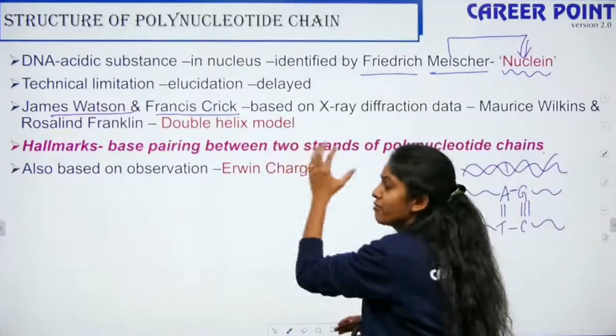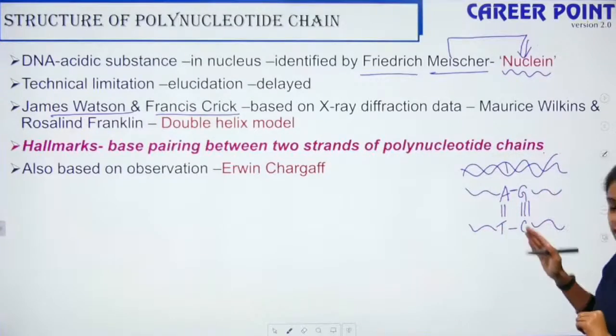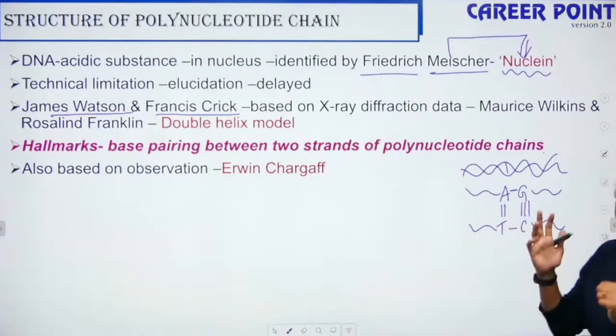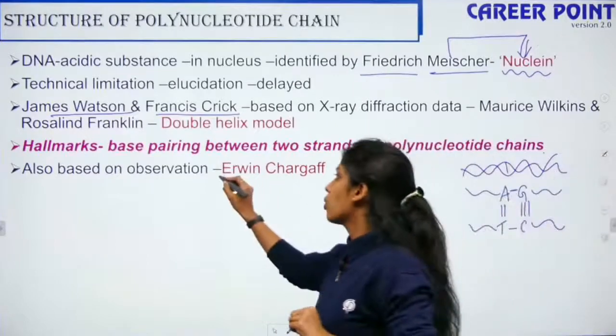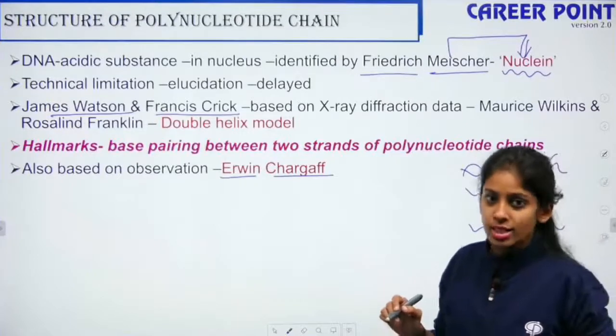So, how did we find out this hallmark? How did I know A pairs with T, G pairs with C, and it is complementary base pairing? Based on the observation from Erwin Chargaff. So he was also a very important scientist, okay?